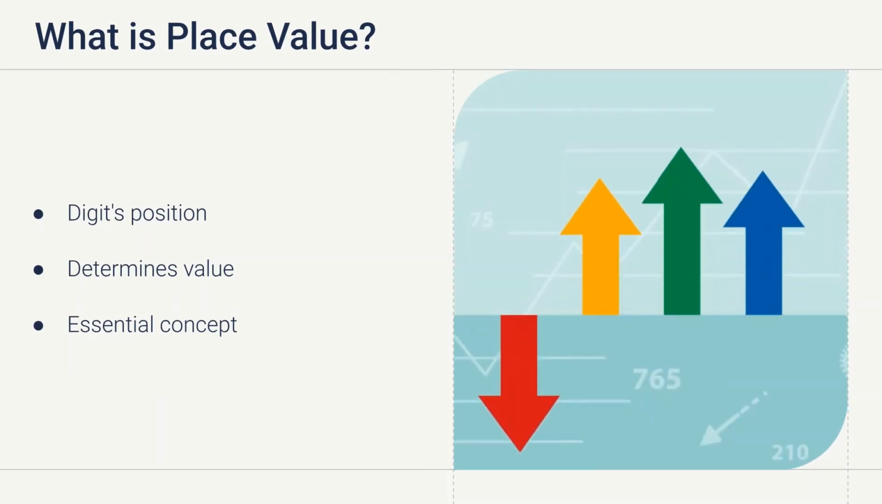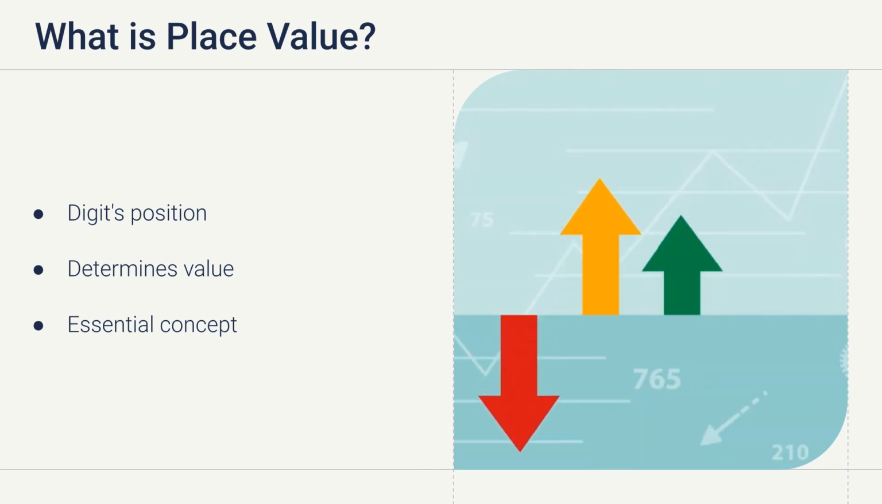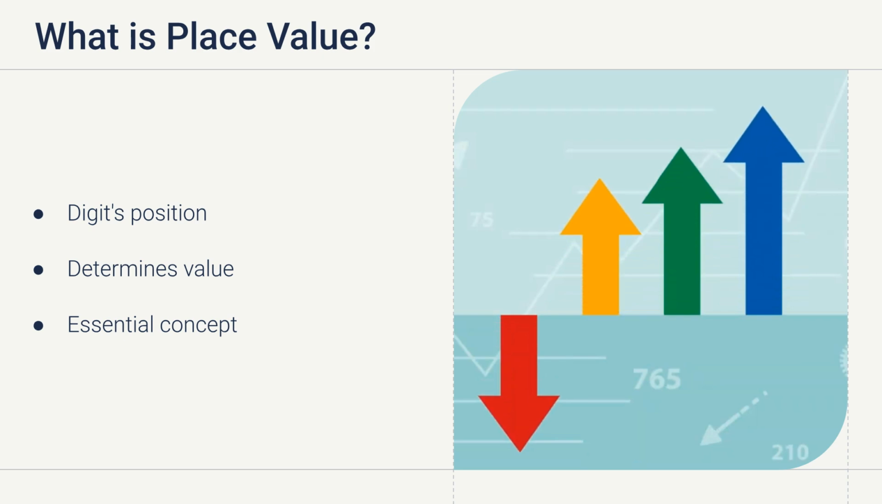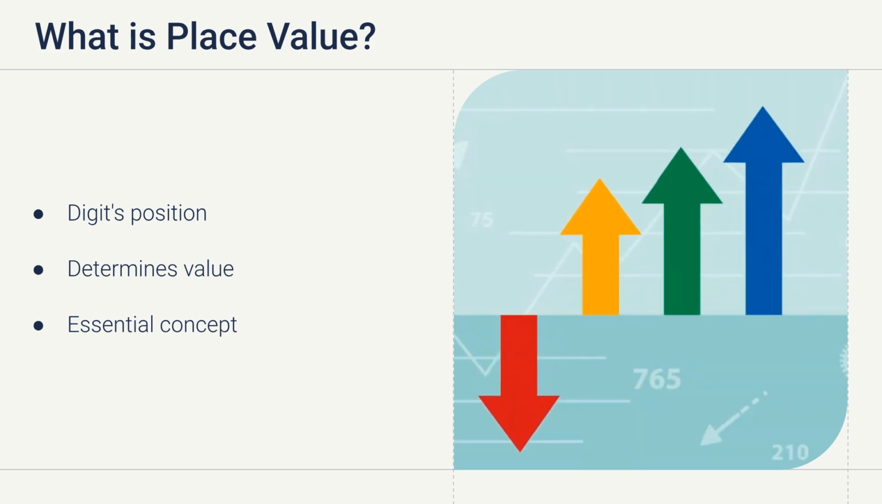It's the value of each digit in a number based on its position. For example, in the number 235, the 2 doesn't just mean 2. It means 200 because of its place.